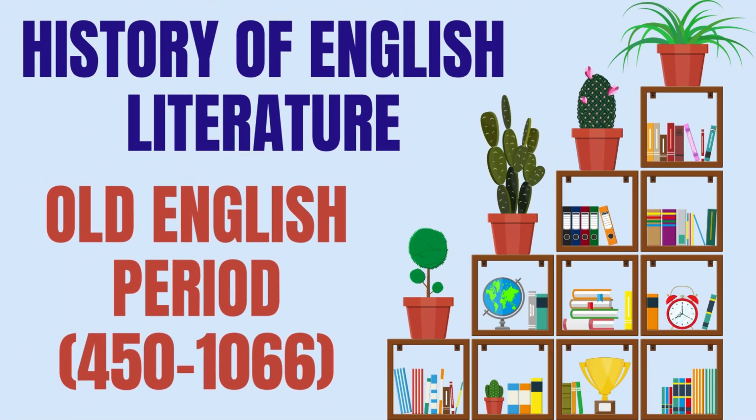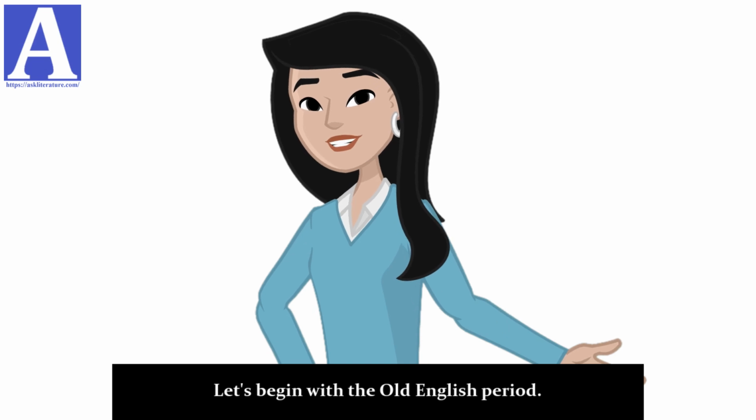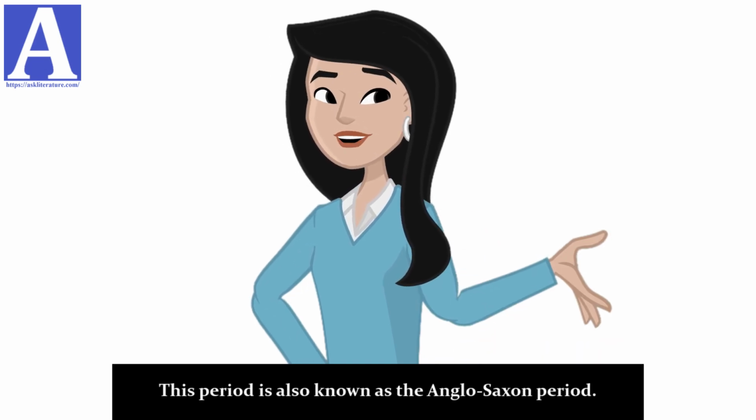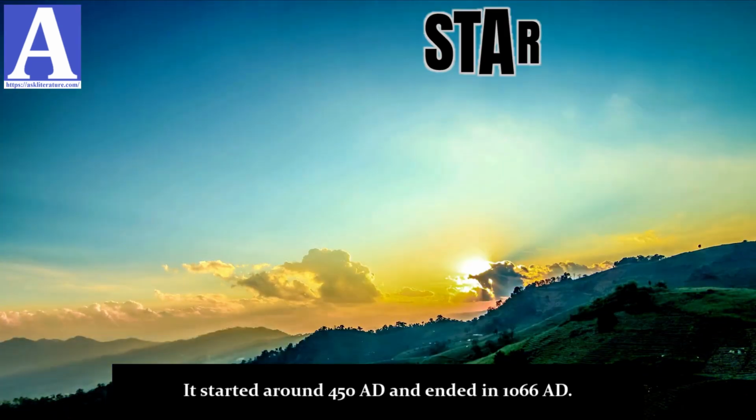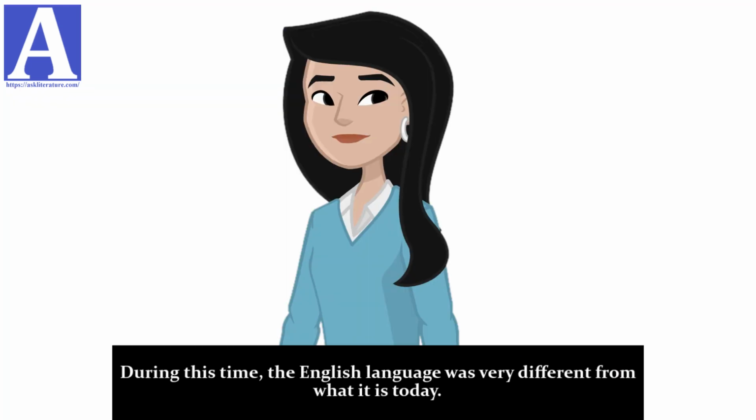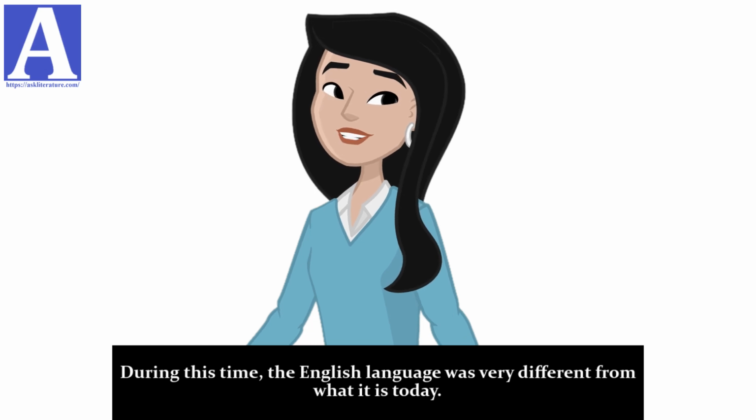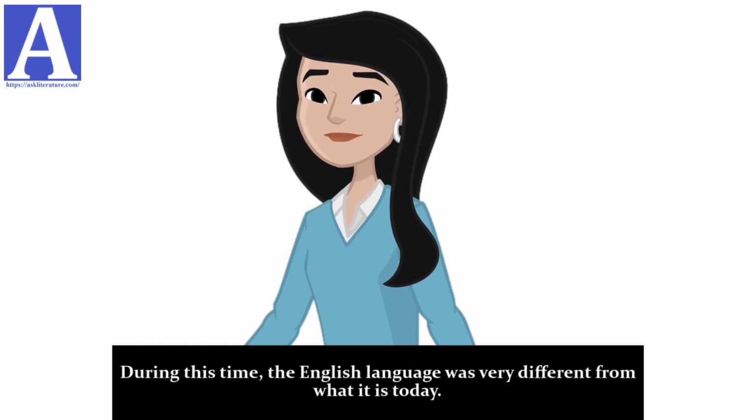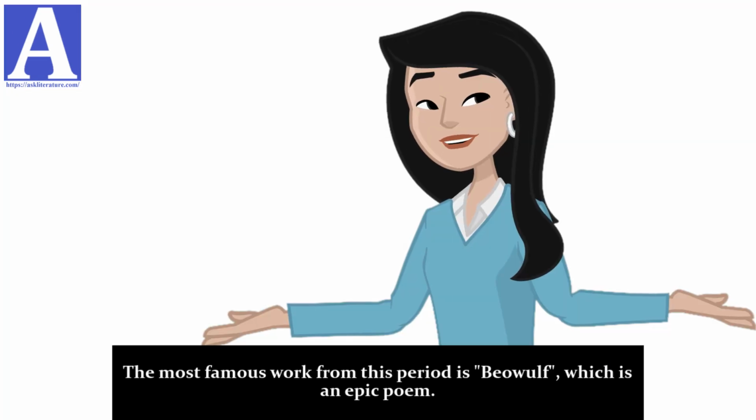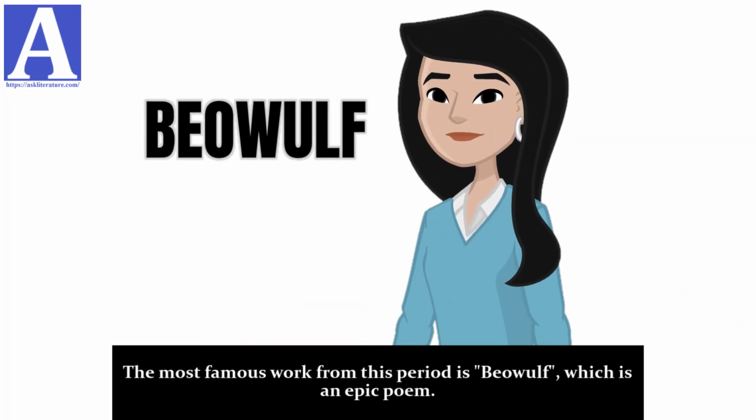Old English Period. Let's begin with the Old English Period. This period is also known as the Anglo-Saxon Period. It started around 450 AD and ended in 1066 AD. During this time, the English language was very different from what it is today. It was more similar to German. The most famous work from this period is Beowulf.